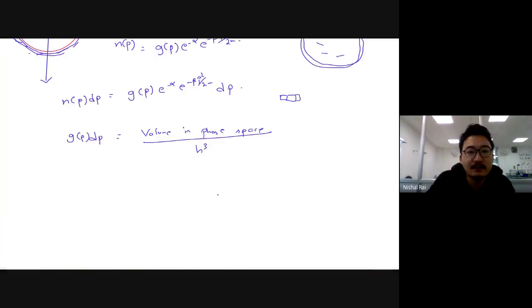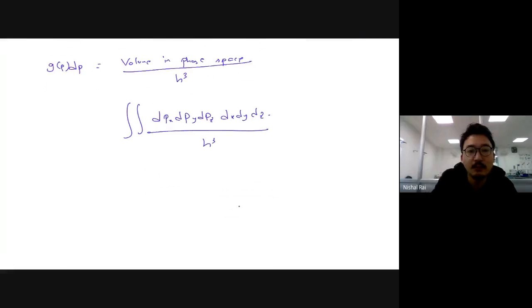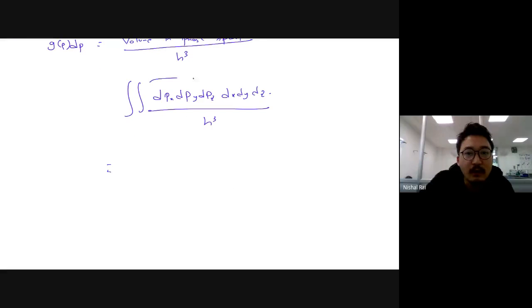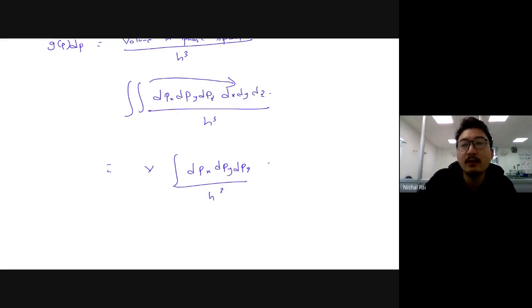And the volume of the phase space will be given by what? Integration of, this is a volume integral, so I'm just writing this volume integral of d of px, py, pz, and it is 6-dimensional, so you'll have dx, dy, and dz, divided by h cube. So this will give you what? Integration over all the space will give you the volume, which will come out. Now you have only an integration of px, py, and pz divided by h cube sitting over here.